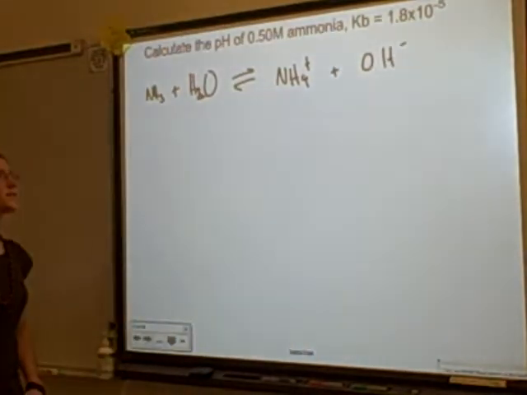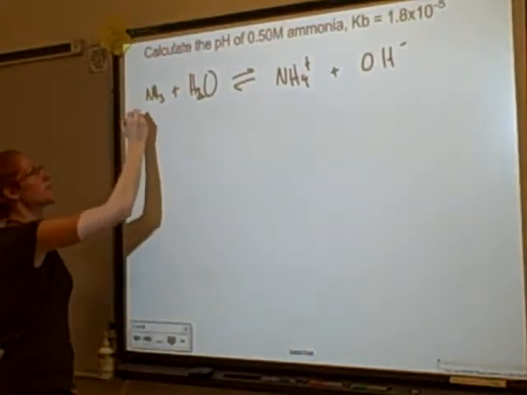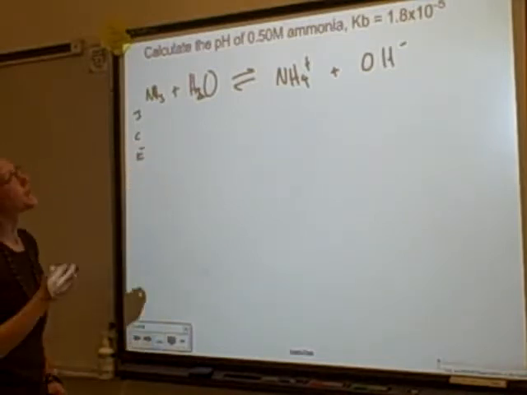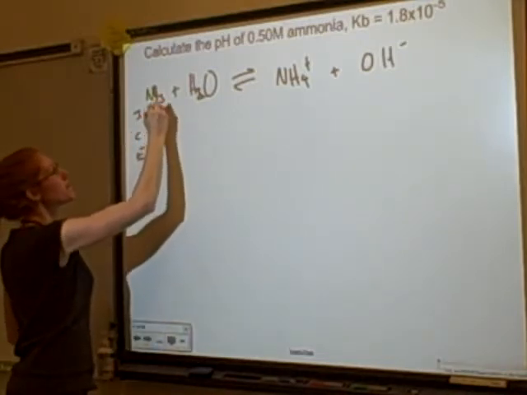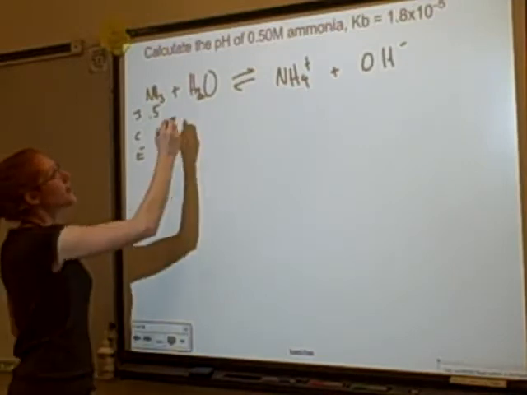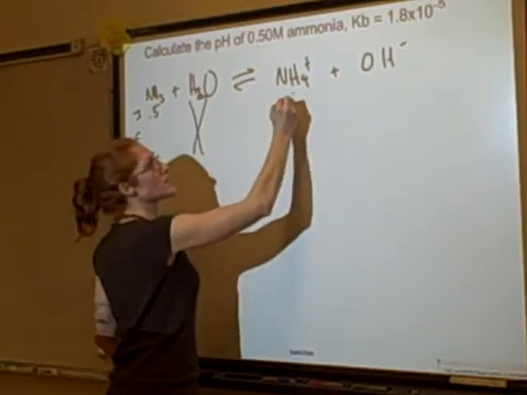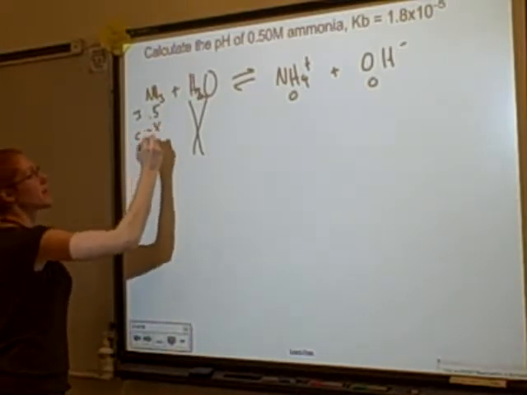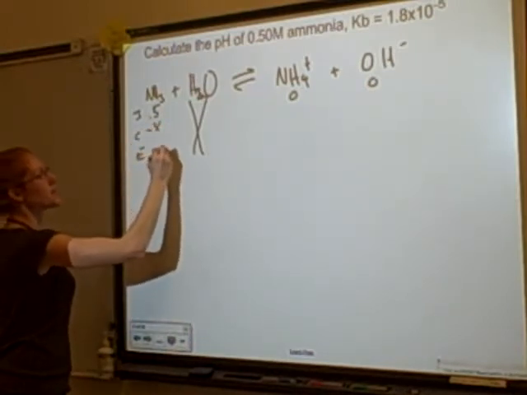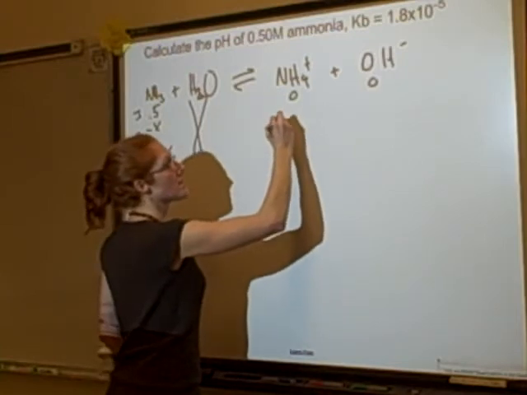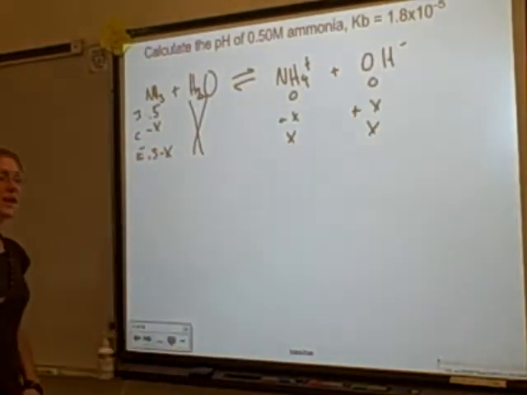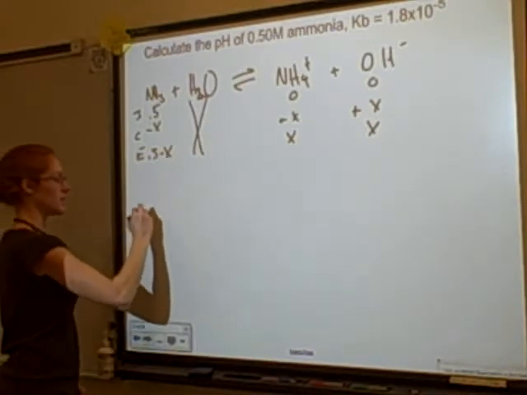Okay, so I'll go ahead and set up an ICE table. What do I have initially? What's my change? What's my equilibrium? Initially I have 0.5 molar of the ammonia. I don't care about water, it's neutral, and I assume that there's none of that. So then I'm going to say I have a minus x, so 0.5 minus x, and I'm left with x of this and x of this.